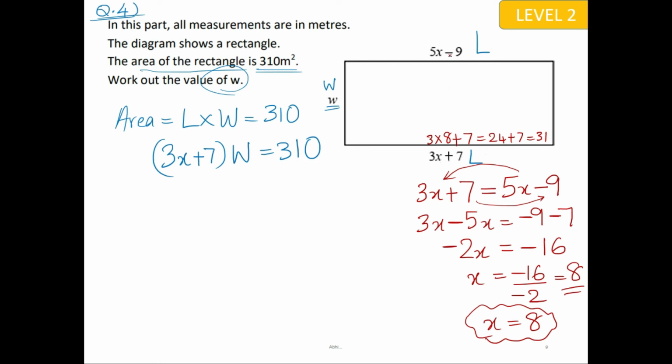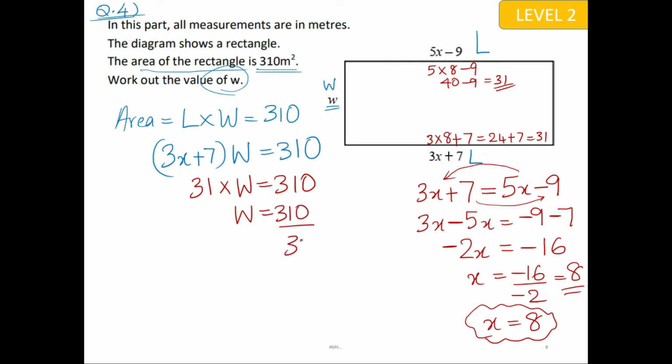You can do it in either one of the expressions. 5 times x, which is 8, minus 9 is 40 minus 9, again giving me 31. So you can substitute into any one of these expressions. So I have 31 times W, giving me 310. So the value for W is 310 divided by 31, giving me 10.